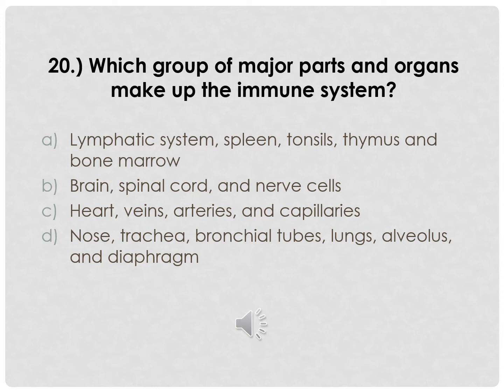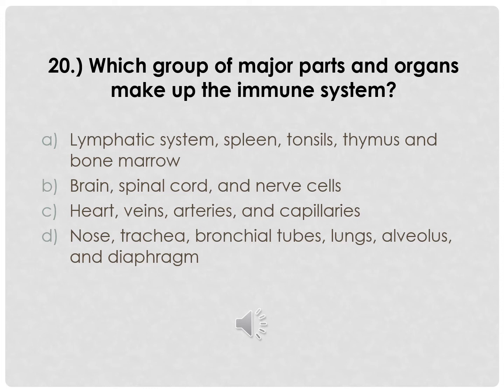Which group of major parts and organs make up the immune system? So as I mentioned in the previous question, the spleen is the largest organ in the lymphatic system. But lymphatic and immune system are often used interchangeably. So you can think of the spleen as also belonging to the immune system. If we look at letter A, it says lymphatic system, spleen, tonsils, thymus, and bone marrow. That is the correct answer.